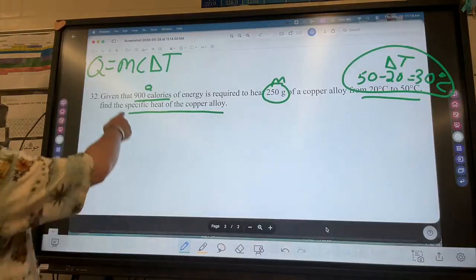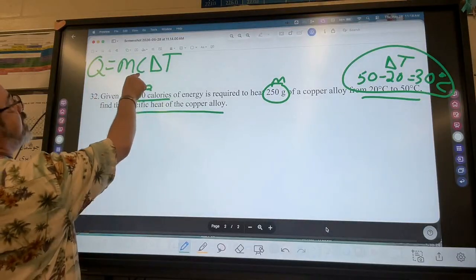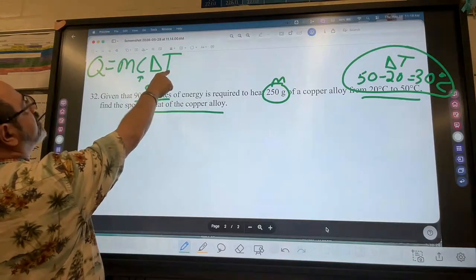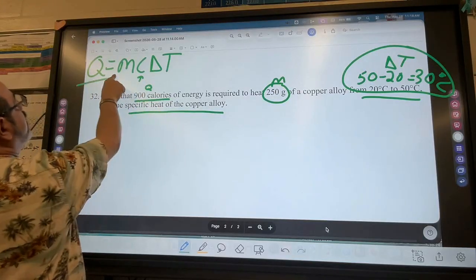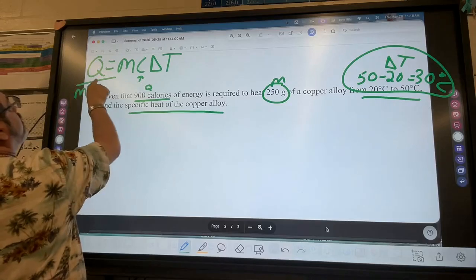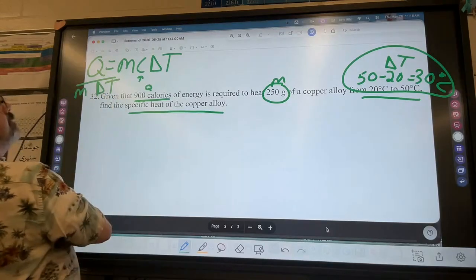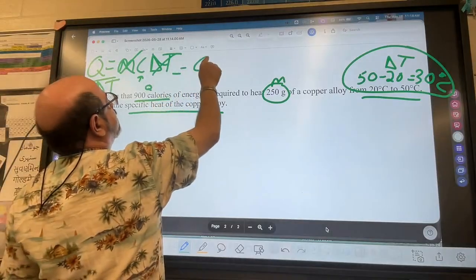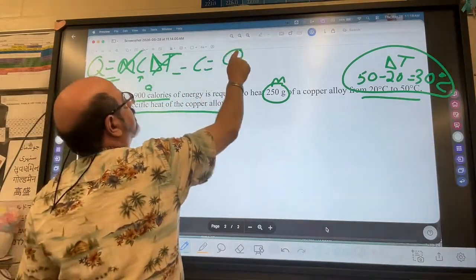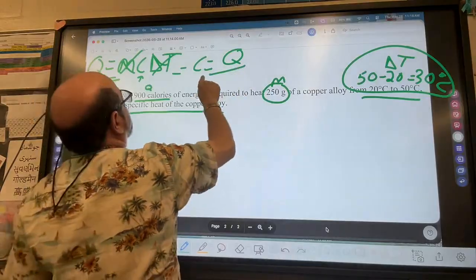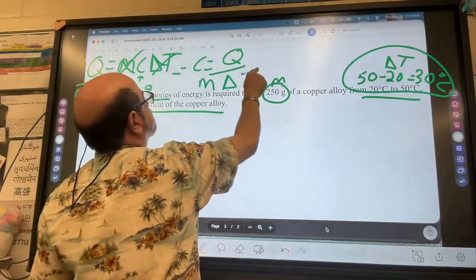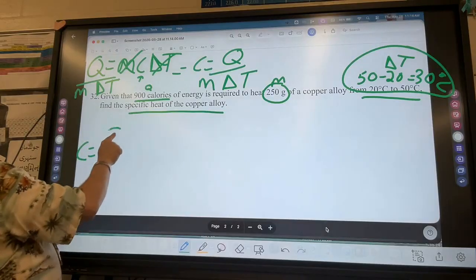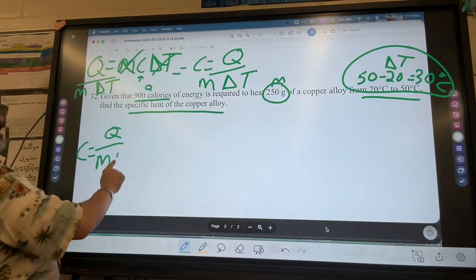Okay, so we have our equation. We're going to solve for the specific heat, which is C. So, algebra time. We get rid of the m and the delta T by dividing both sides by m delta T. So now we have C equals Q divided by m delta T. So that is the equation we're going to use. C equals Q divided by m delta T.